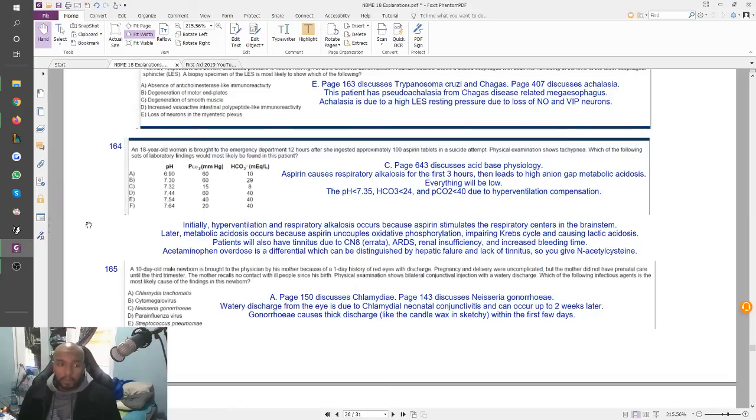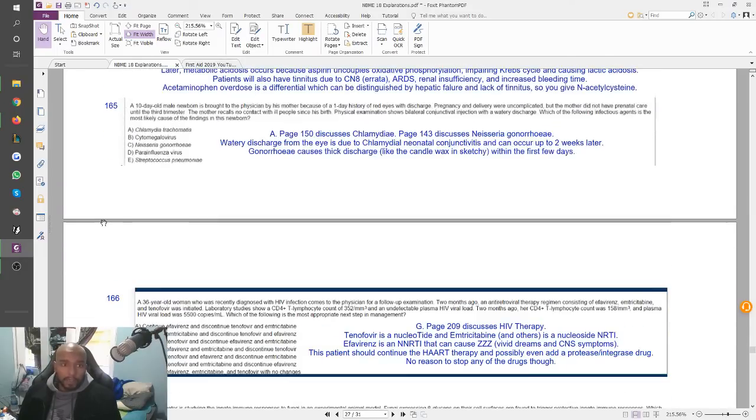Right. So that's 164. 165, this is a chlamydia question, but a very nice question, actually. I liked it because it points out something that Sketchy talked about a lot. So a 10-day-old male newborn is brought to the physician by his mother because of a one-day history of red eyes with discharge. Right? So red eyes with discharge is basically conjunctivitis.